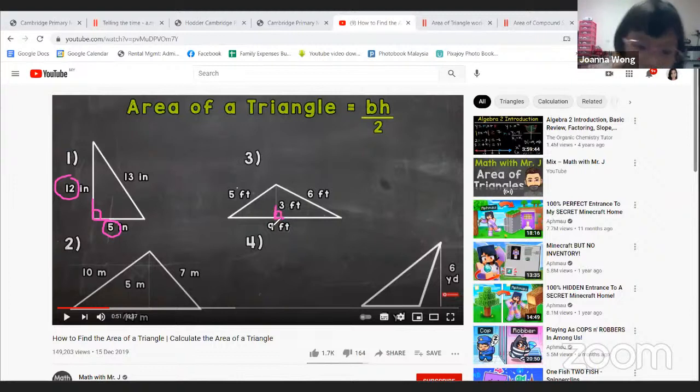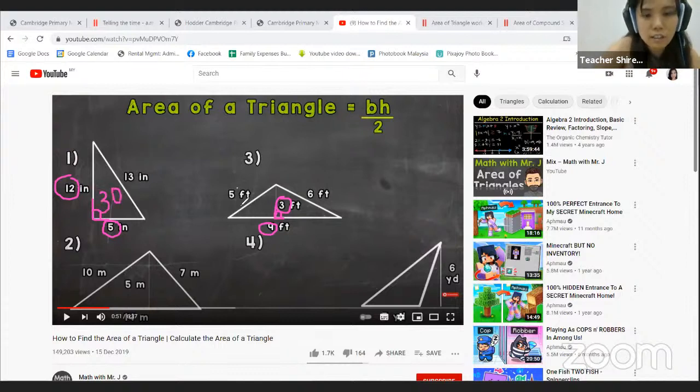So you take these two numbers. Now you get 5 times 12, which is 60. 60 divided by 2 is 30. For this one, 9 times 3 is 27. 27 divided by 2 gives you 13.5.